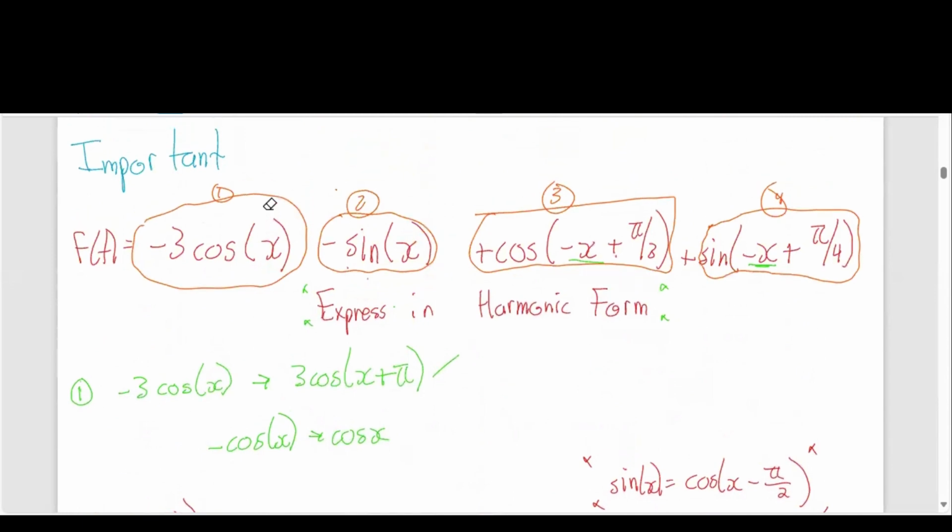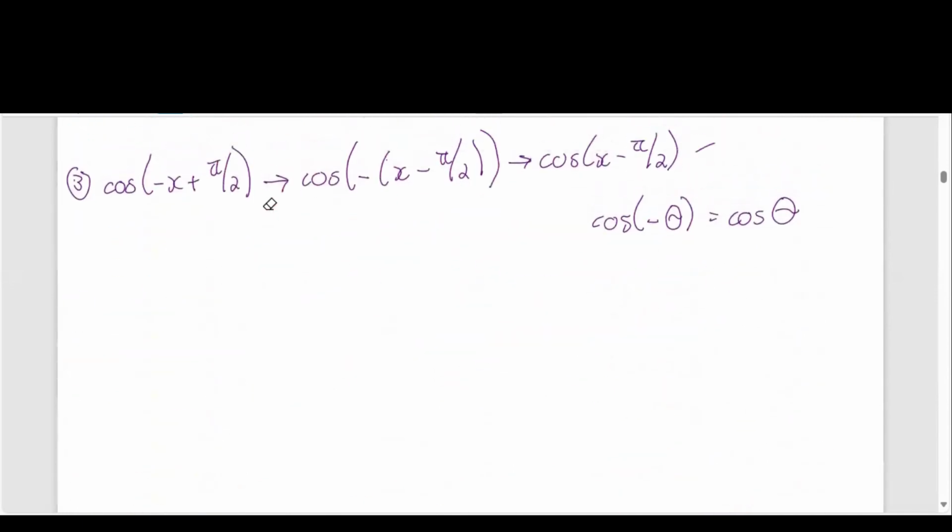Then we have the other one, number 4. We have sine of minus x plus pi on 4. So change the color. Sine of minus x plus pi on 4. Similar to the first piece, we need to get rid of this minus here, so factorize it.